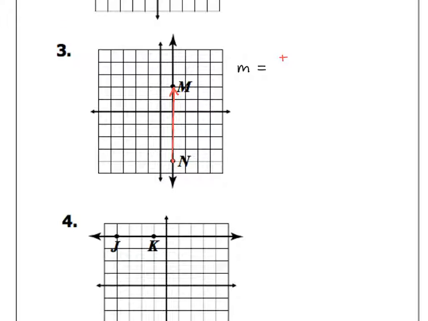But then the run, I don't have to go left or right since I went straight up, so the run is 0. Well, the reason the slope is undefined is you cannot divide by 0 in math. That's impossible, so that's why we say this has undefined slope.